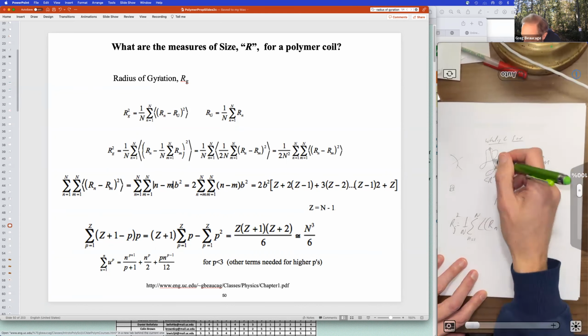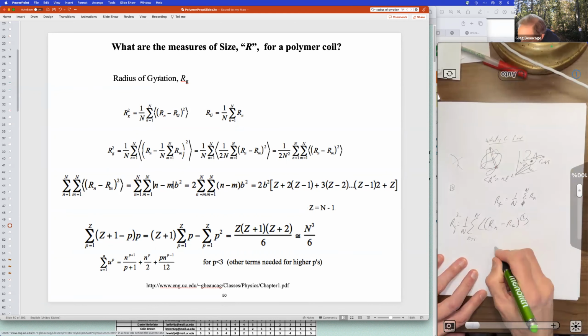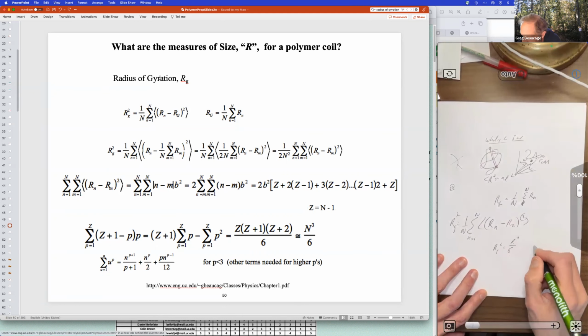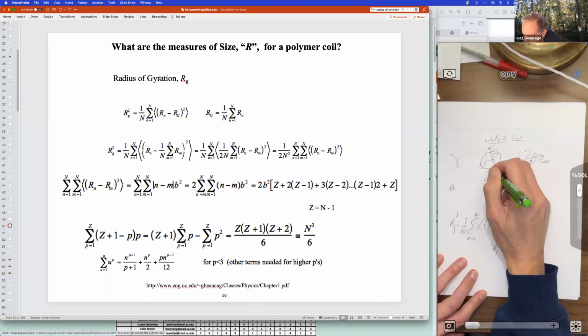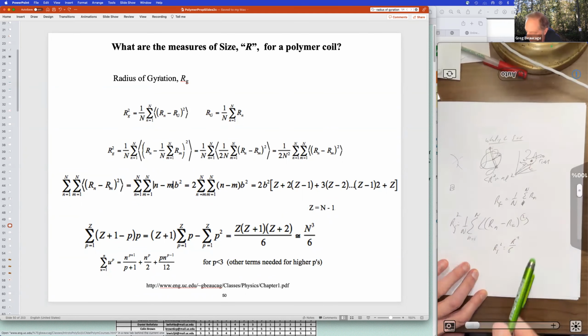So what does that look like? It's going to be somewhere between, you have the end-to-end distance and somewhere in between. In fact, RG squared is going to end up being R squared over 6. So RG is going to be, I think, 1/2.45 times the end-to-end distance. So somewhere in between the end-to-end distance and the center. So it's going to be smaller than the coil size.